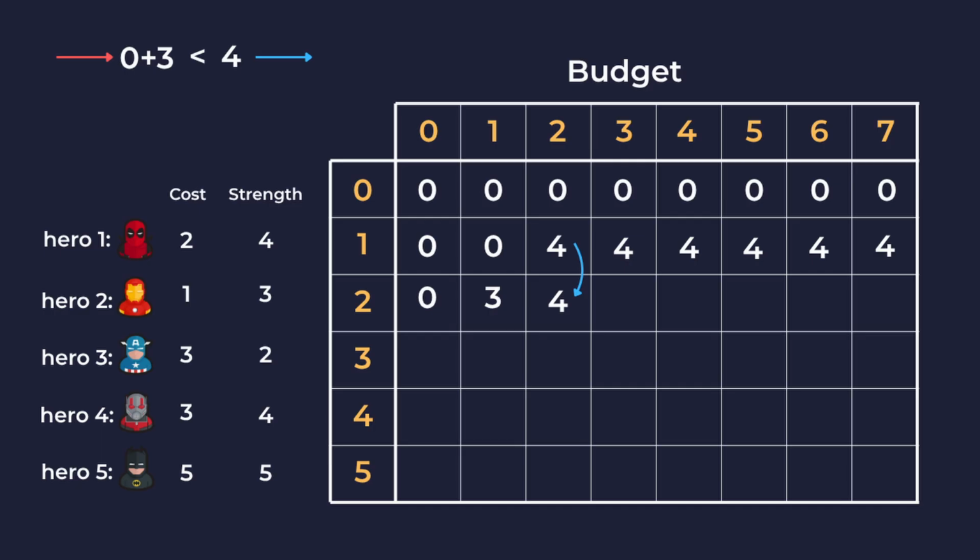Here's the important reminder. Notice that the red arrow also increases as we move right. As I explained in the first example, the blue arrow represents the current best value, and the red arrow represents hiring the current hero. We compare the red arrow and the blue arrow, then choose the bigger one. With this rule, we can get 7 for budget 3. The rest of the row continues with 7.